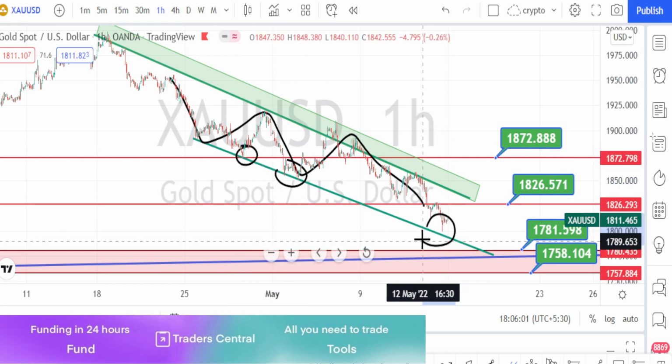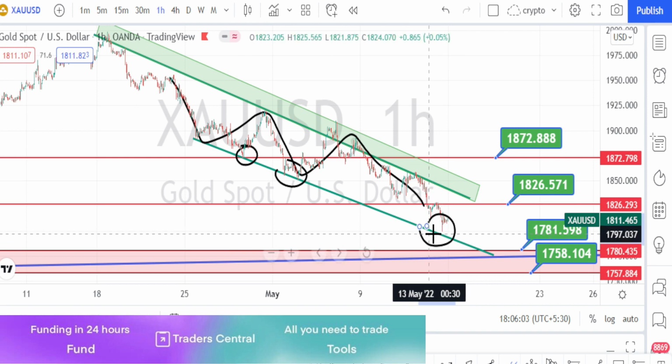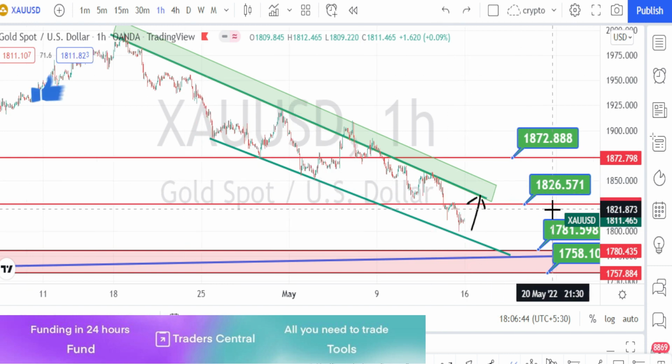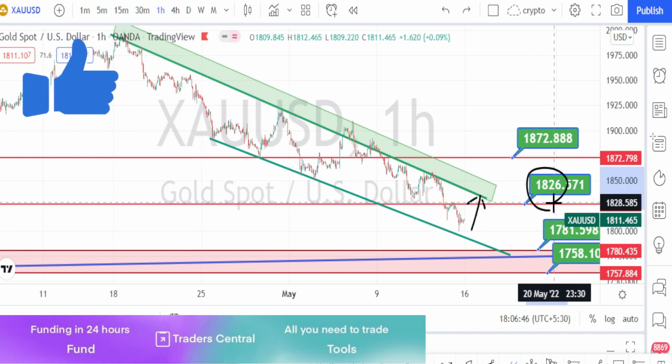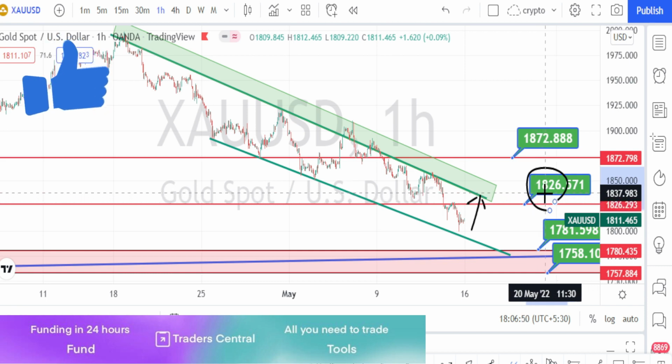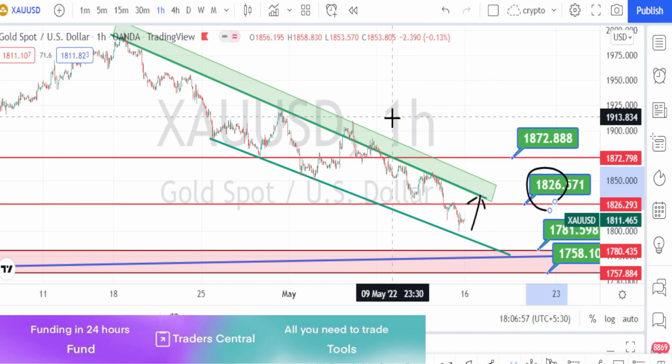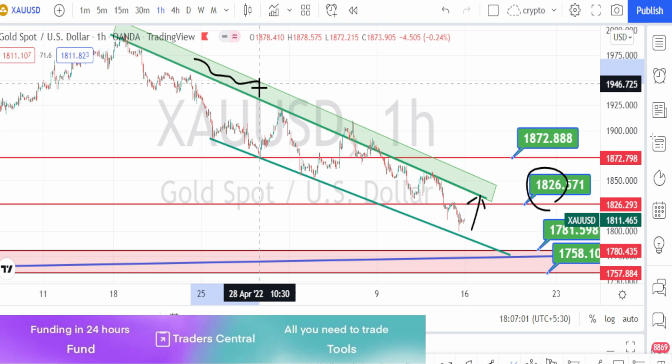Currently, we are also noticing that it has come near to this trend line and bounced back on the bullish retracement. Even if the price action goes on the bullish trend reversal, we can expect it to bounce back from this resistance level of 1826 or from the resistance line from the daily time frame. I have marked a resistance zone over here.